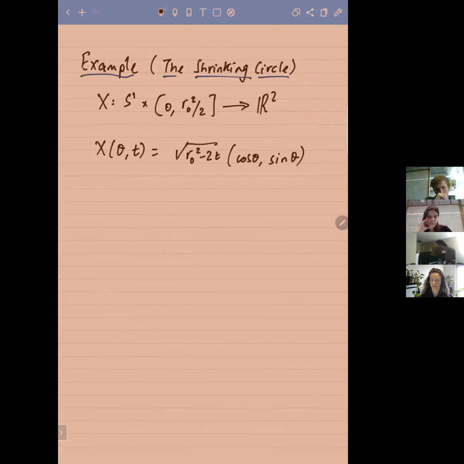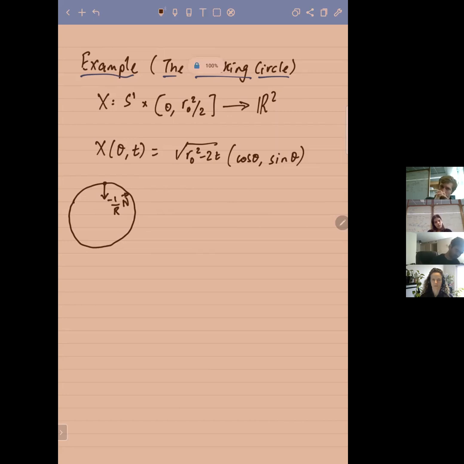Okay, so the example I want to talk about is the shrinking circle. So what we do here is, we take a circle of radius some r naught. And we define the flow explicitly like this. It's a map from S1 times a time interval into the plane, and this is given by x of theta comma t, theta being the coordinates on S1. What we would want is for each point here to move with the velocity minus 1 over the radius times the normal direction.